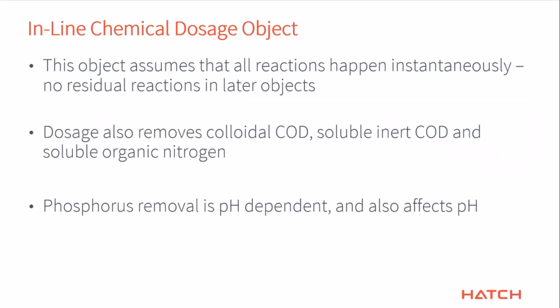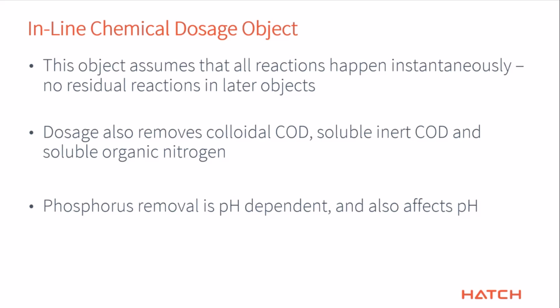Okay, so this object assumes basically that all reactions happen instantaneously and to completion. There are basically no residual reactions that happen downstream as it goes along. We're assuming that, like most chemical reactions, this happens very quickly. So the dosage also removes, in addition to phosphorus, colloidal COD, soluble inert COD, and soluble organic nitrogen.